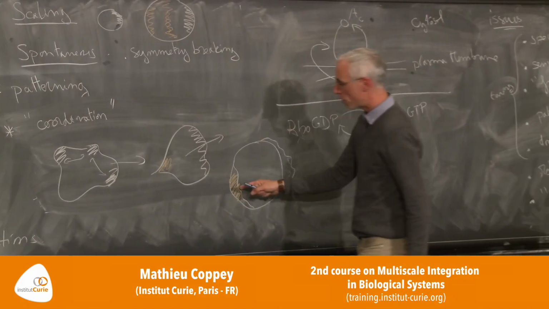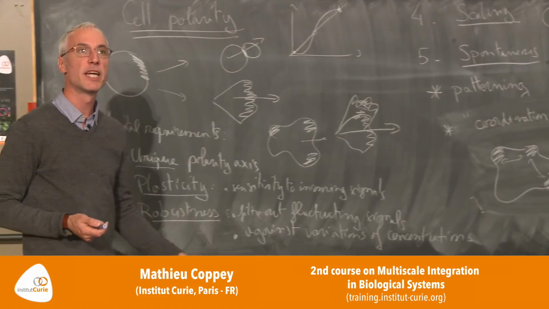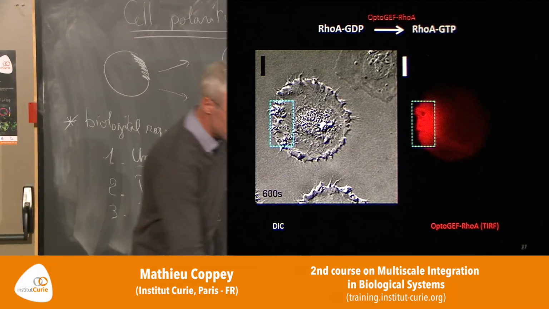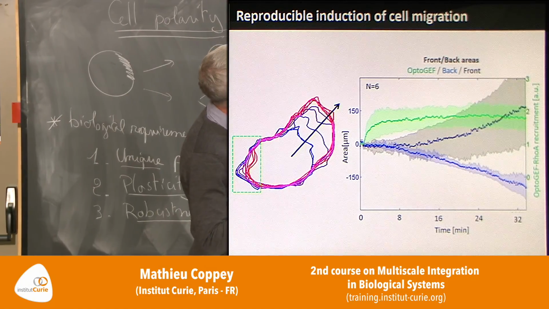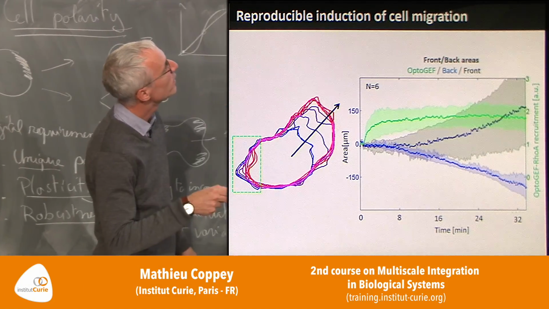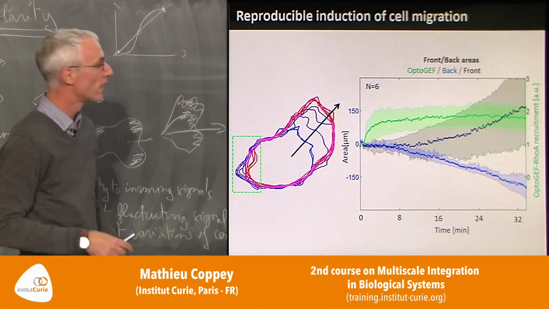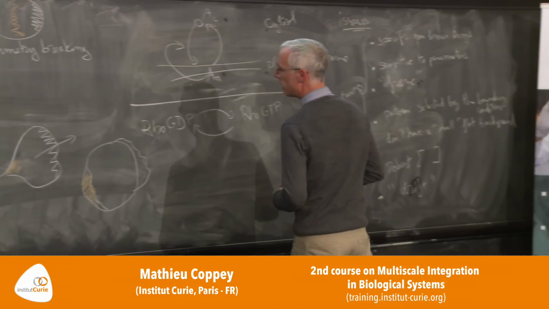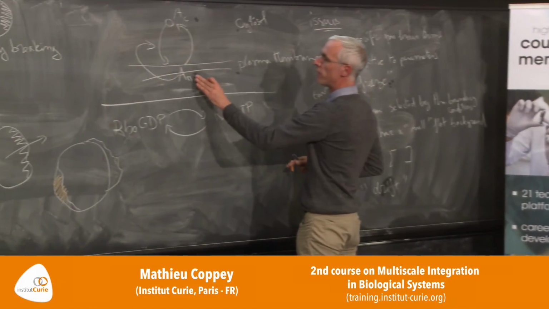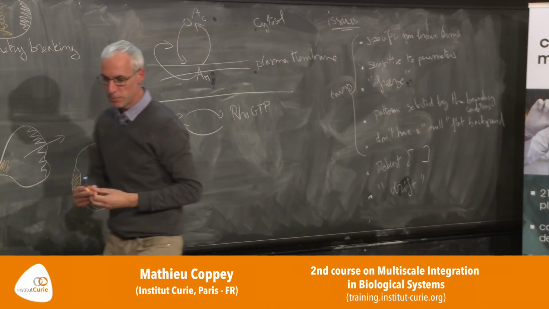So how is there a coordination between the back and the front, and by which mechanism is it achieved? This is what we were wondering, and this is highly reproducible. You can see for many cells that you always have this back that retracts and the front concomitantly. And just to make a long story short, the model that we had is based on this very simple scheme here, but even simpler than that.